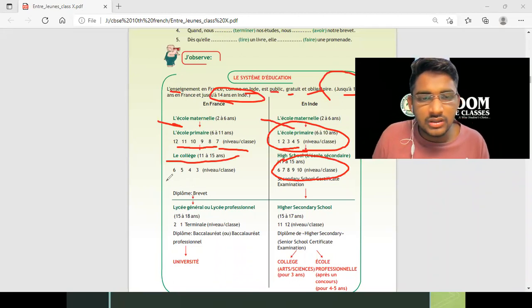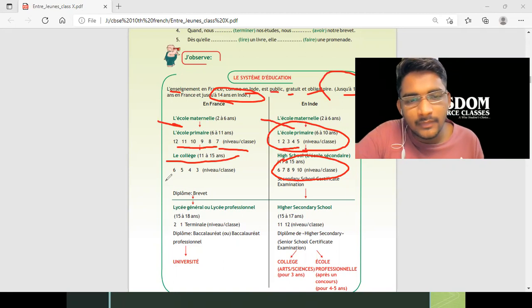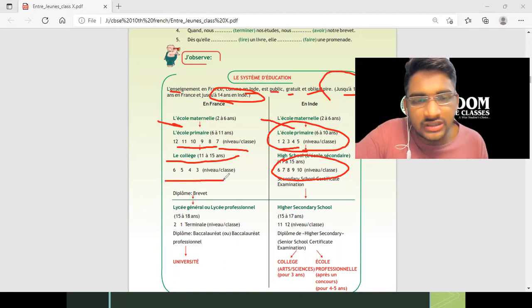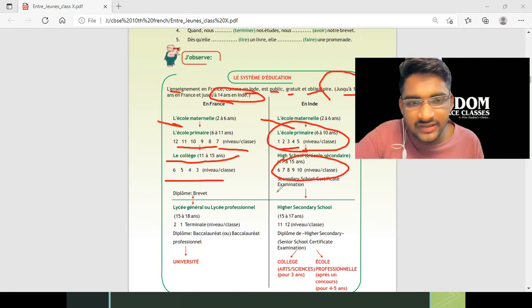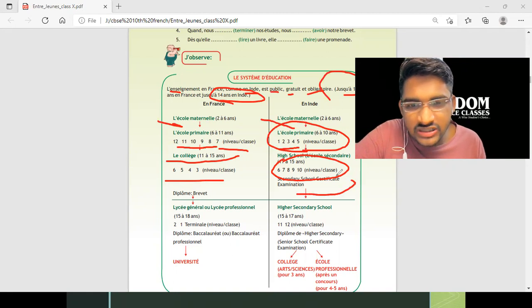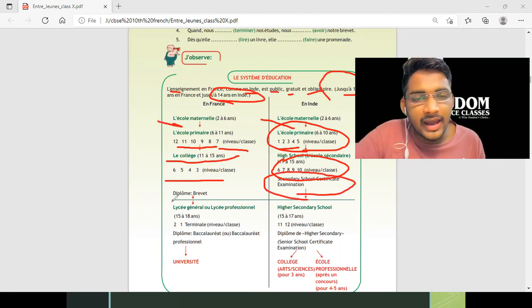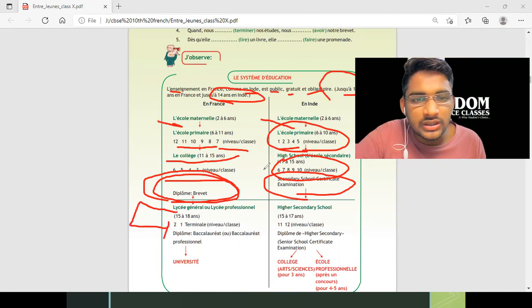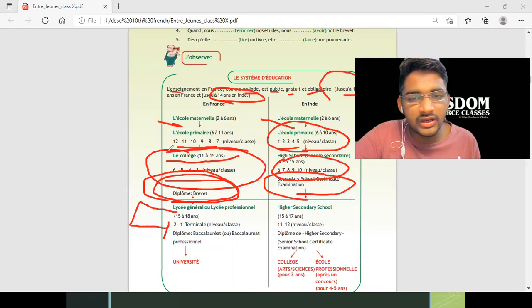Next is 6, 5, 4, 3. So they have, after this students, they go into lycée. They go into lycée, and these are their standards. Whereas we have secondary school over here. Okay. And brevet is a 10th standard exam that they appear. After 10th standard students, they have general lycée or professional lycée over here. So this entire part is their college. This entire part is their college.